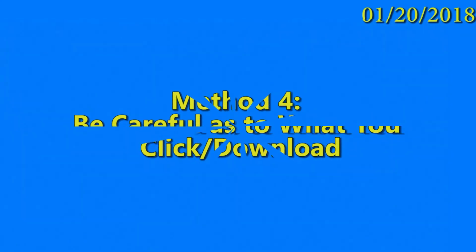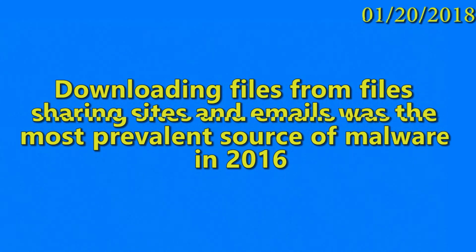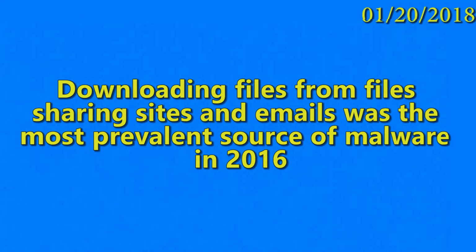The fourth and final method is to be careful what you click and trust on the internet. Make sure that you know where a link is taking you before clicking. If you're unsure, you can always hover over the link and you will see exactly where it's going to take you. Secondly, do not open email attachments or downloads from people you don't know.